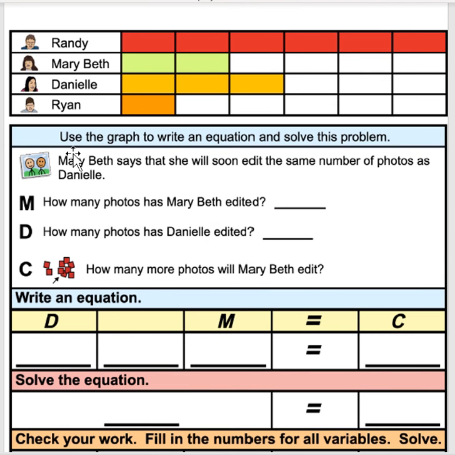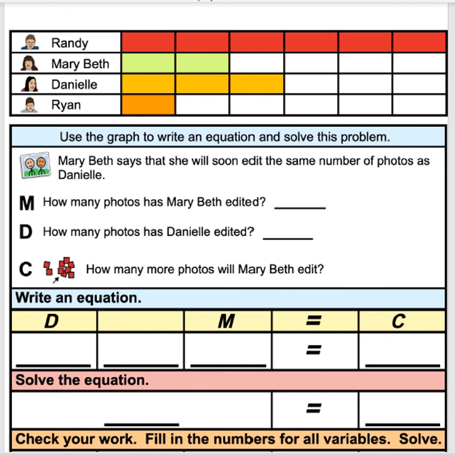So our problem says, use the graph to write an equation and solve this problem. So let's read our story. It says, Mary Beth says that she will soon edit the same number of photos as Danielle. So M in our equation is going to represent how many photos Mary Beth has edited. D is representing how many photos Danielle has edited. And C represents how many more photos Mary Beth will edit.